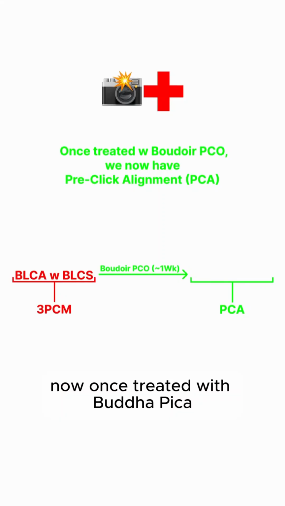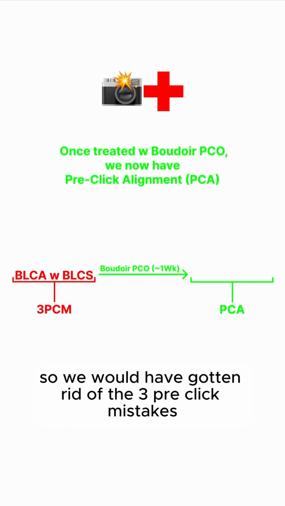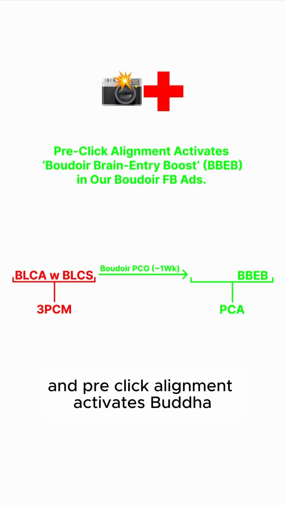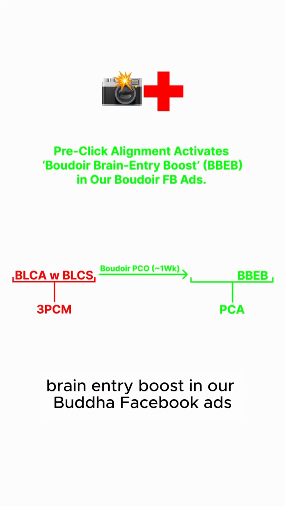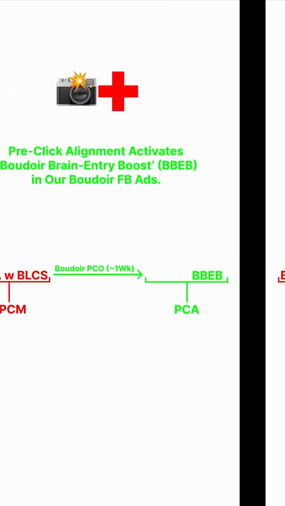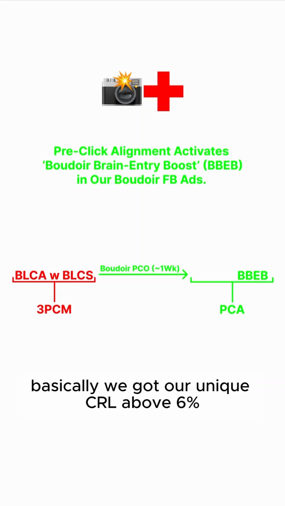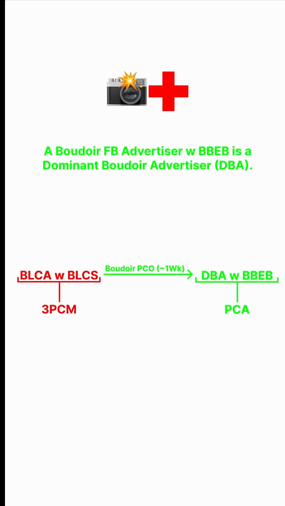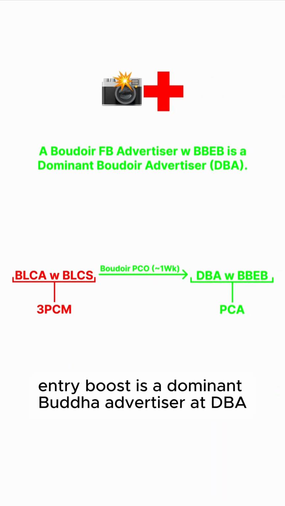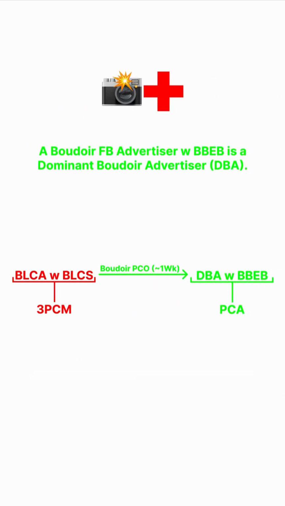Now, once treated with Boudoir Pico, we now have pre-click alignment. So we would have gotten rid of the 3 pre-click mistakes, and pre-click alignment activates Boudoir brain entry boost in our Boudoir Facebook ads. Basically, we got our unique CTR above 6%. And a Boudoir Facebook advertiser with Boudoir brain entry boost is a dominant Boudoir advertiser, or DBA.